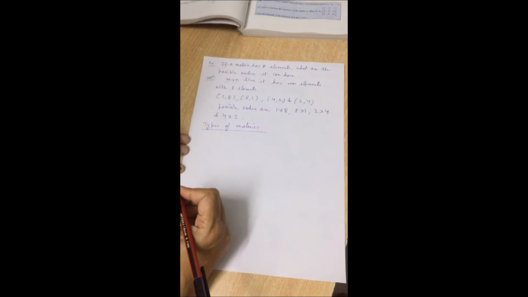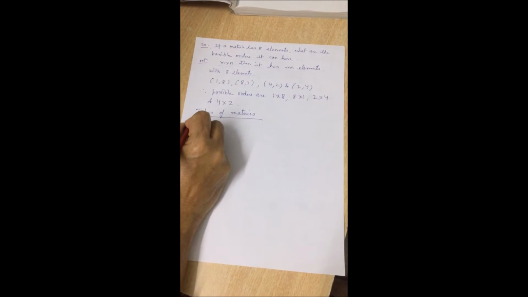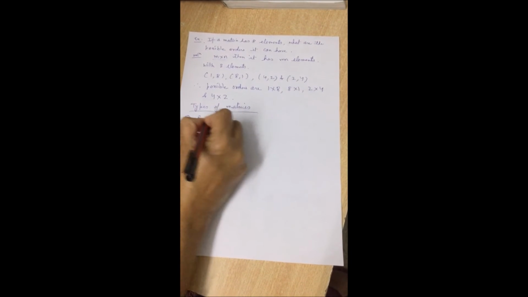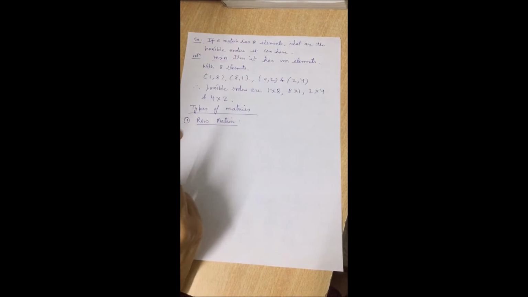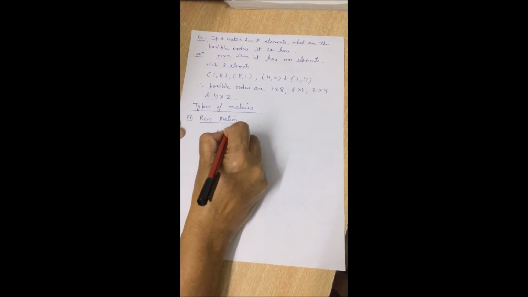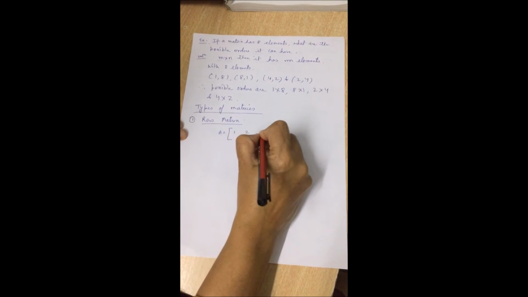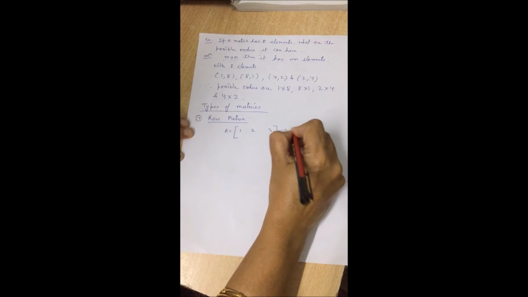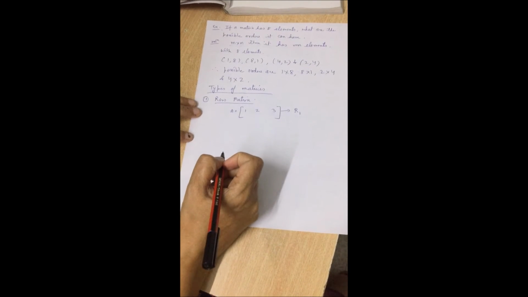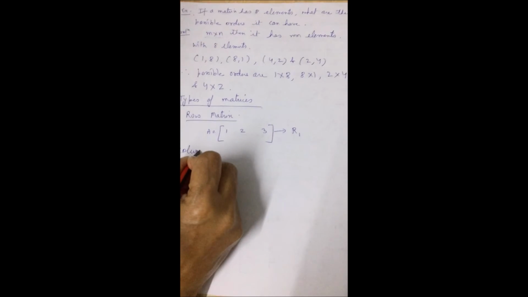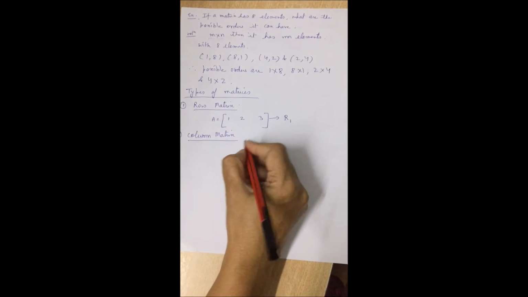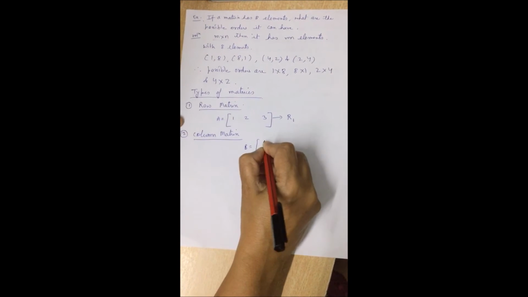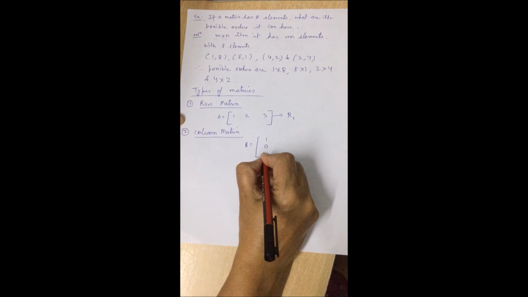There are different types of matrices which we have to discuss. The first one is the row matrix. Any matrix which has a single row. For example, A having elements 1, 2, 3. It has only row 1. That is why this one is known as a row matrix. Second is the column matrix. A column matrix is any matrix which has only one column. For example, B is 1, 0, 2.